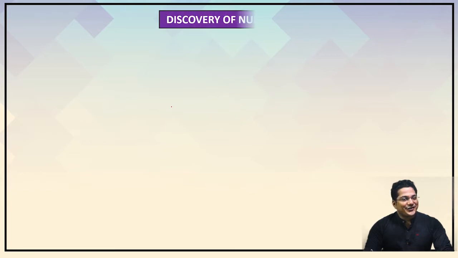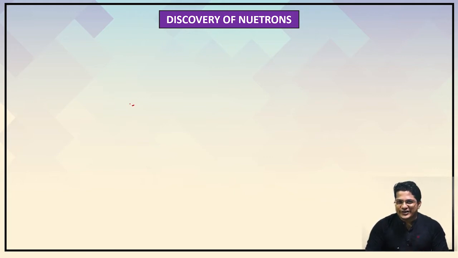Next thing is the discovery of neutrons. Before we start, we just need to understand a few different things. If you remember, in the first module we talked about Dalton's atomic theory, and over there we said that the atom is neutral. Therefore, the number of electrons would always be equal to the number of protons. But then it was found out by Chadwick that this doesn't happen. Let's see what. So what did Chadwick do?